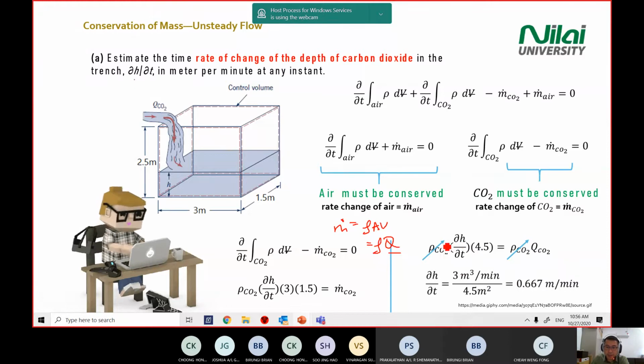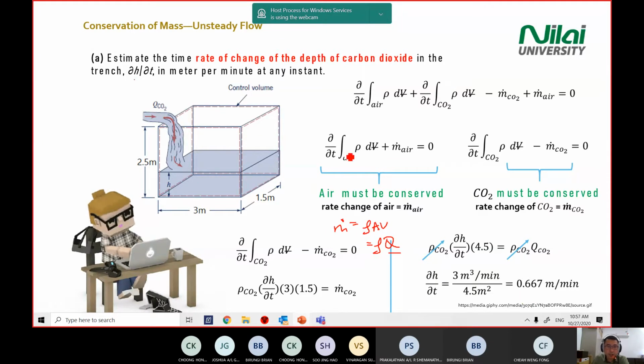And then you move around, rearrange the equation, pull the 4.5 from left to right, and you're given the QCO2 with its 3 meter per minute divided by 4.5. You press your calculator, you get 0.667 meter over minute. Again, for this module, maximum is 3 decimal place, minimum 2, unless you are given further instruction to give maybe 1 or no decimal place.